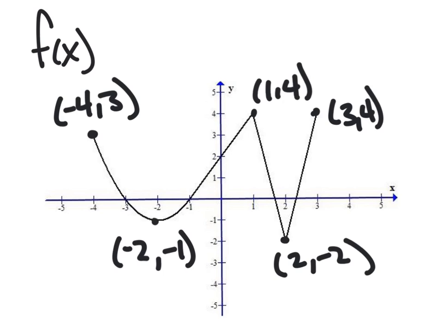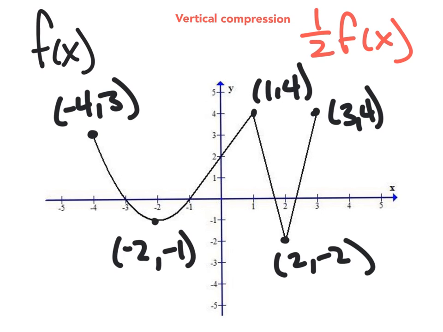In this example, I'm going to draw right on top of f of x, and I'm going to draw 1/2 of f of x. Because this is 1/2, this is going to be a vertical compression by a factor of 1/2. And remember, for this type, all we have to do is multiply the y values by a. So this negative 4, 3 becomes negative 4, 1.5, because 1/2 of 3 is 1.5.